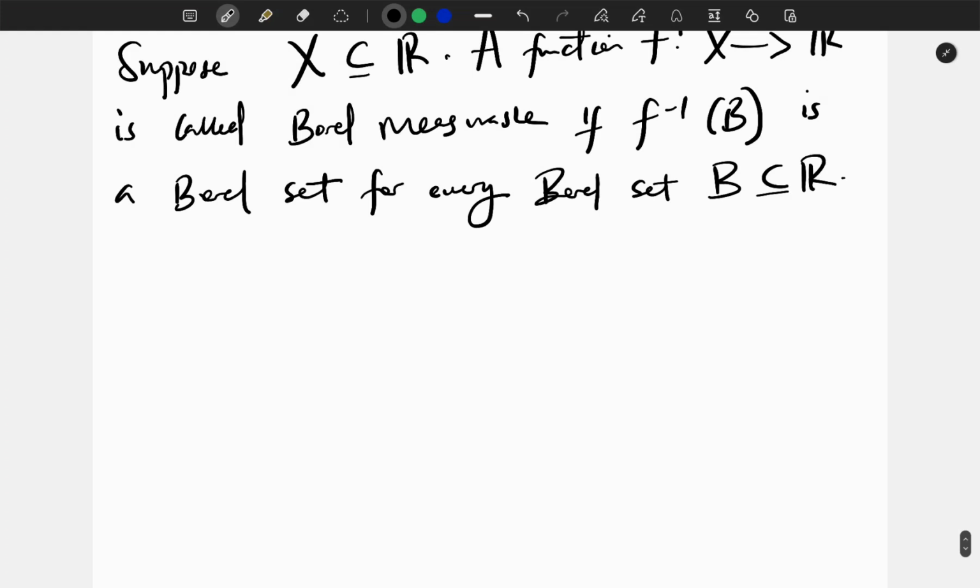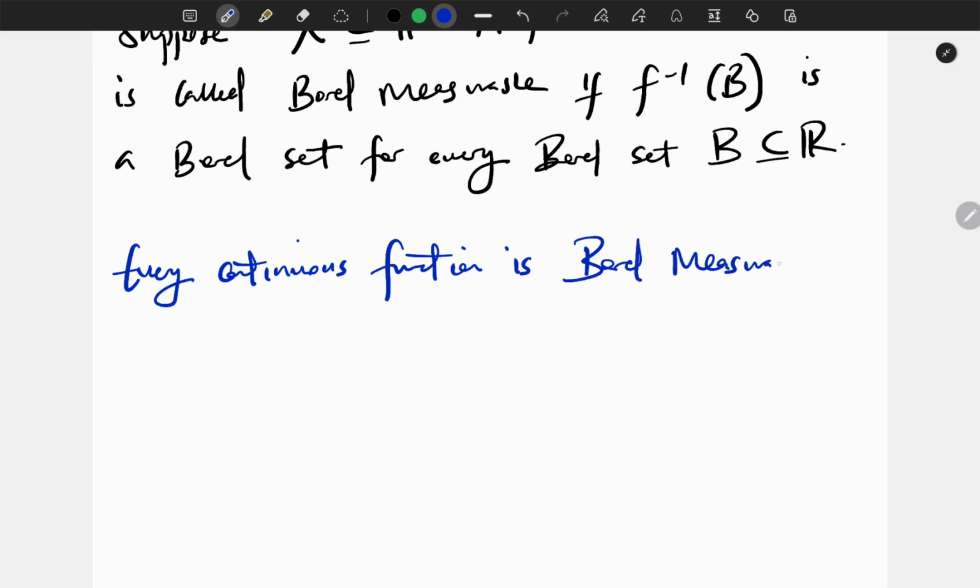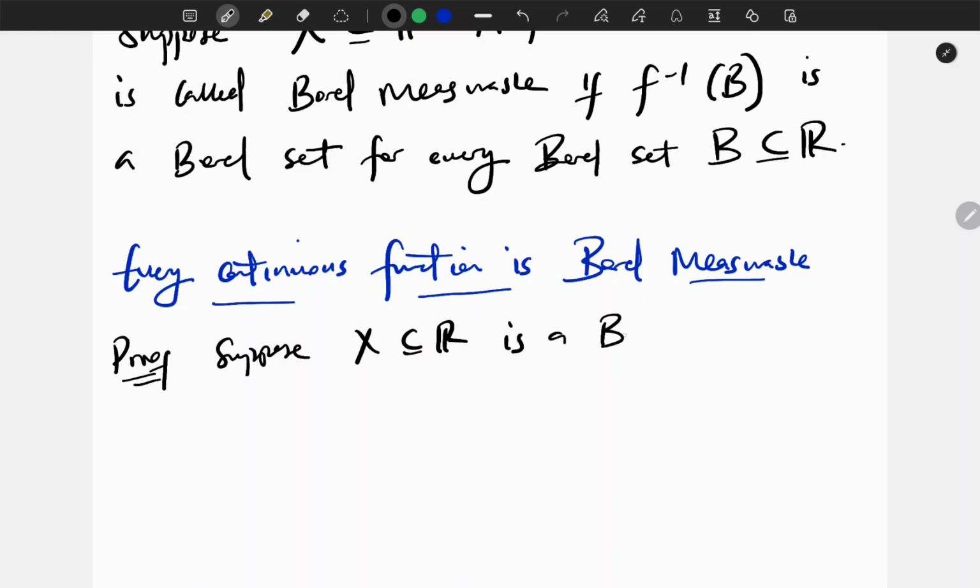Then let's prove this theorem. Then from that we can continue in the next video. So this video will not be too long. So you see, every continuous function is Borel measurable. So let's prove this. Okay. Proof. Suppose S subset of R is a Borel set, and we have our function mapping X to R that is continuous.